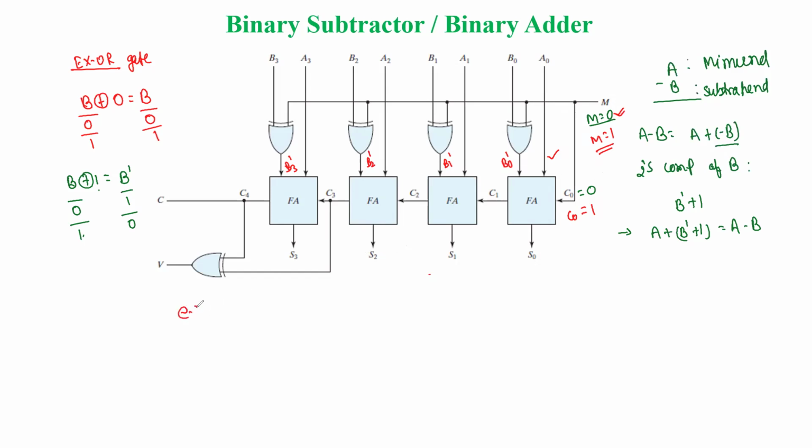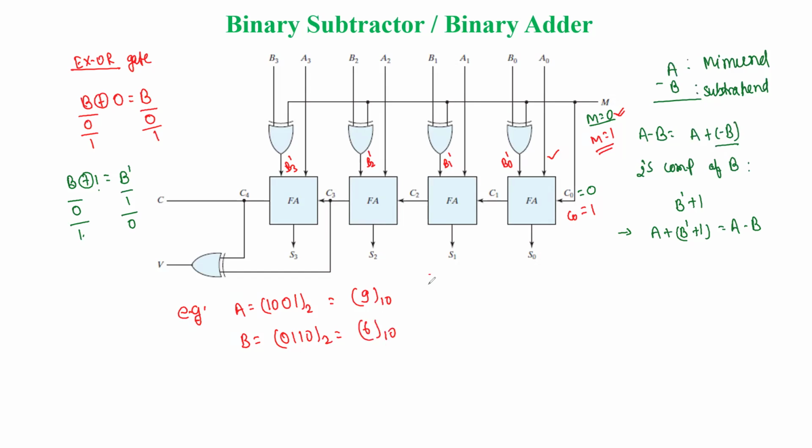Now suppose for example we are considering A equal to 1001. Okay, so it has base 2. So in decimal you know that it is equivalent to 9. Okay, and another is the B that we are taking as 0110 in binary numbers. So in decimal it is going to be 6.